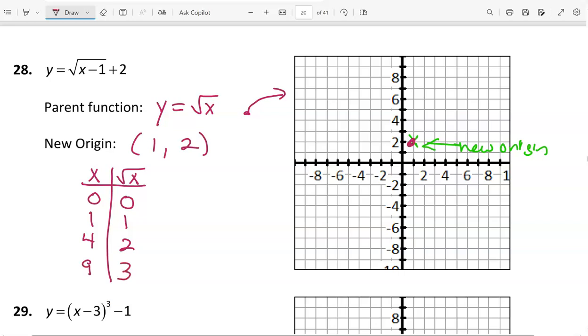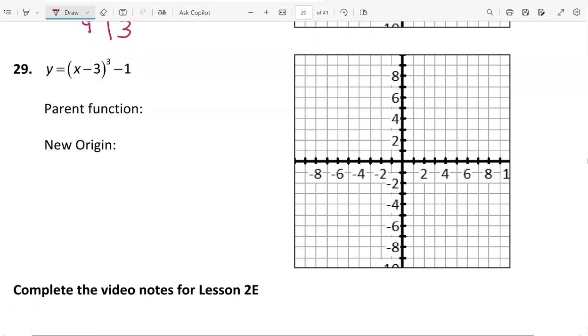So 0, 0 will be graphed on the new origin. 1, 1 is 1 to the right and 1 up from the new origin. 4, 2 is 4 to the right and 2 up from the new origin. And 9, 3 is 9 to the right and 3 up from the new origin. Now that we have all those points explicitly plotted, I can connect and put an arrow on the end of the graph. Notice this graph stops at one end.